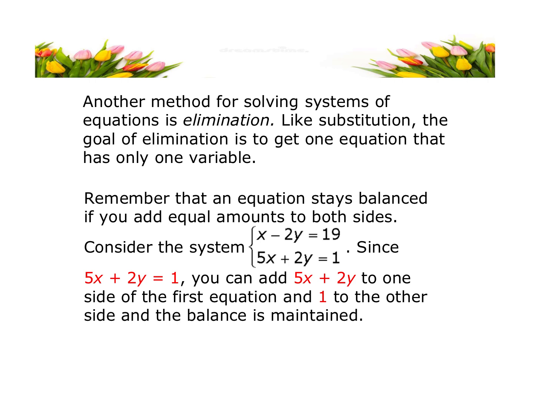So another method for solving systems of equations is elimination. Like substitution, the goal of elimination is to get one equation that has only one variable. So again, solve for one and then solve for the other. Remember that an equation stays balanced if you add equal amounts to both sides. So if you consider this system, x minus 2y equals 19 and 5x plus 2y equals 1, since 5x plus 2y equals 1, you can add 5x plus 2y to one side of the first equation and add 1 to the other side, and the balance is maintained.